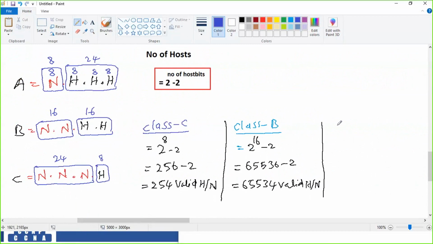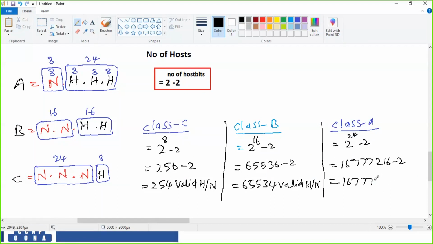Class A. See here, you can see how many IPs you will get. The number of host bits is 24, so 2 power 24 minus 2. The value of 2 power 24 is 16,777,216. Minus 2 gives 16,777,214.